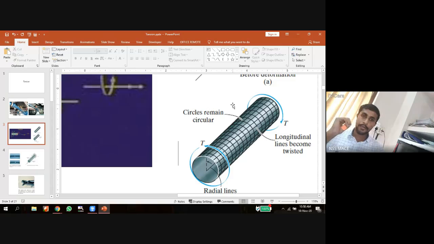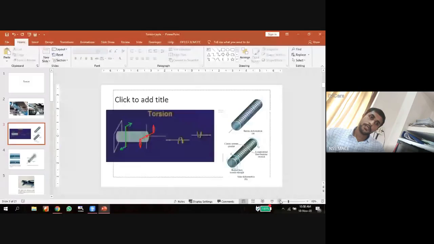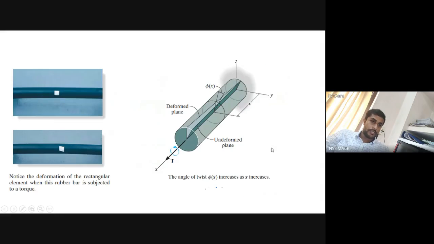Twisting of the shaft when subjected to torque. Any doubt? So we apply an external torque, and based on this external torque, a twisting will occur on this shaft. So that is what actually happens in this shaft. So this is twisting.